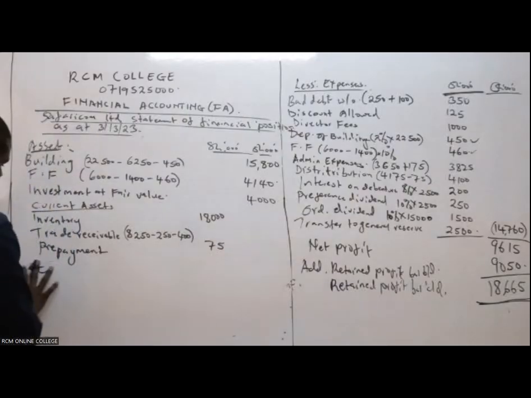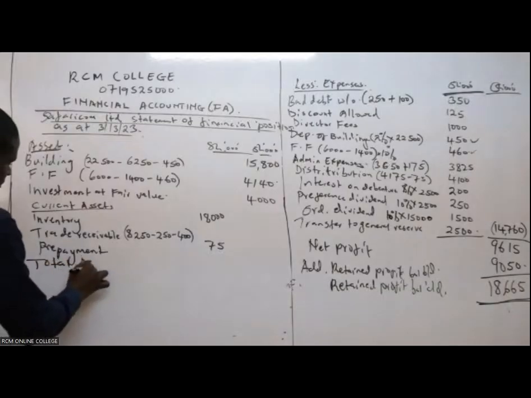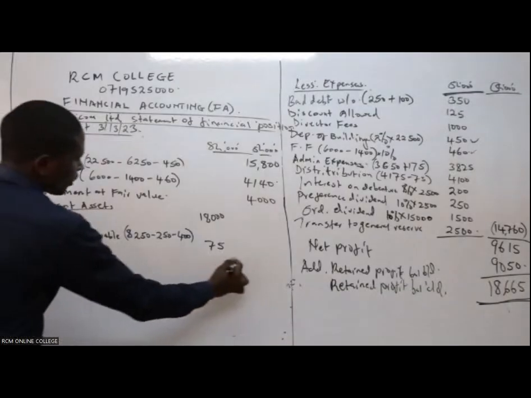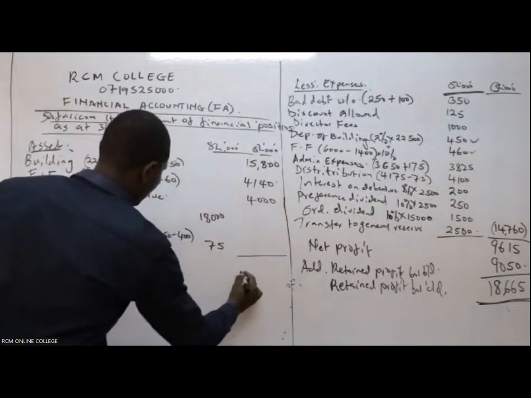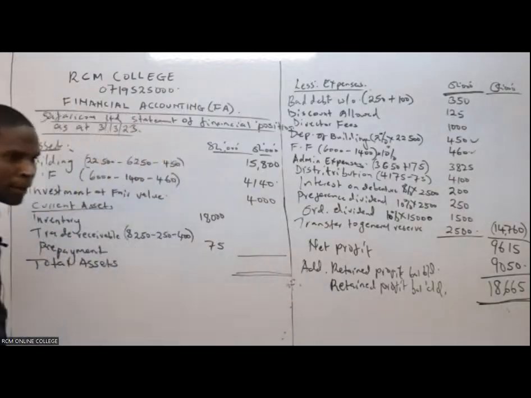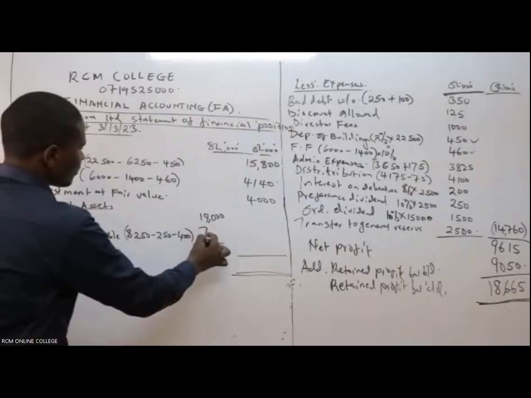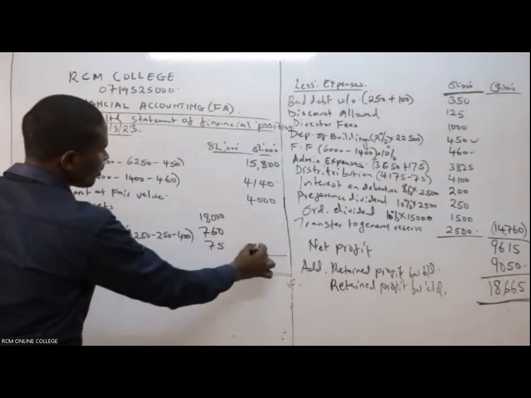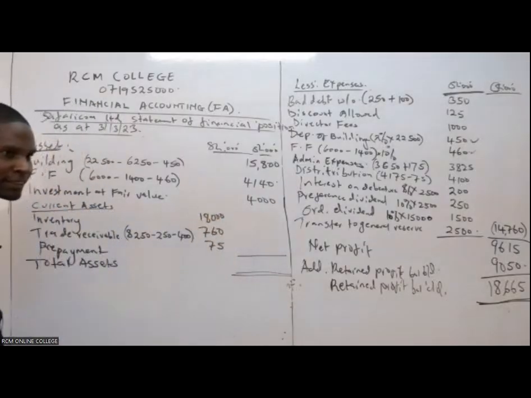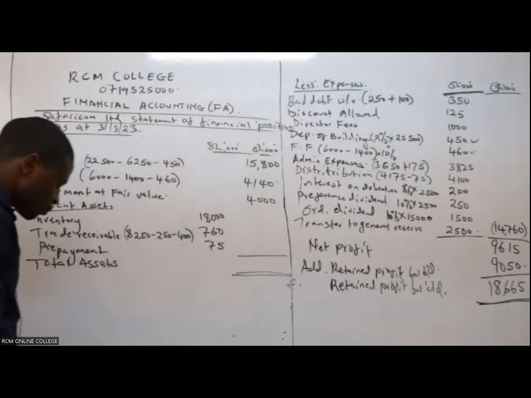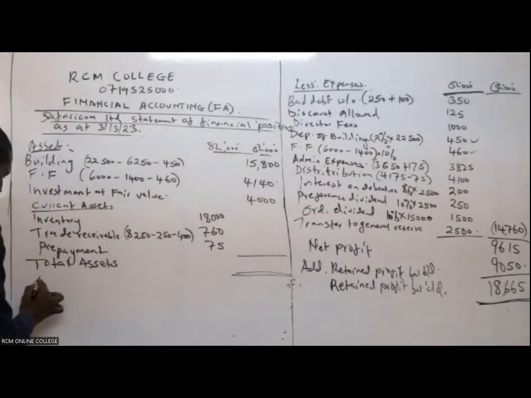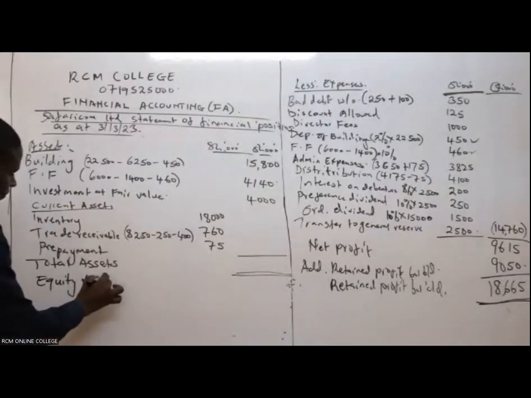Total asset, of course. Put the total asset there, and then we close. 7,600. Can you give me now the total of the current asset, as we wind it up? Equity and liability is the next section.